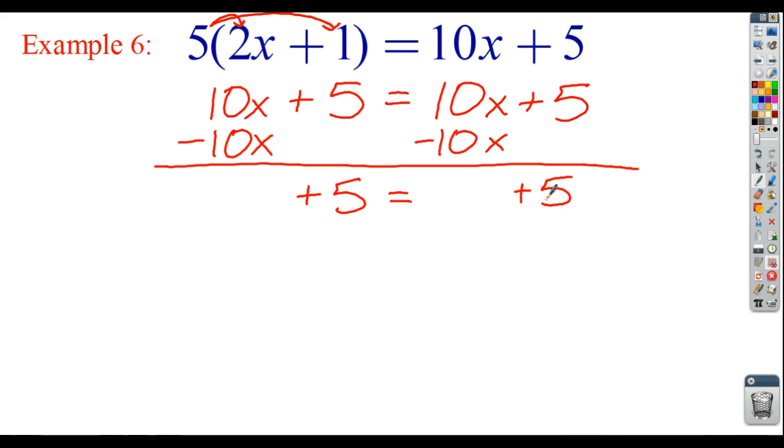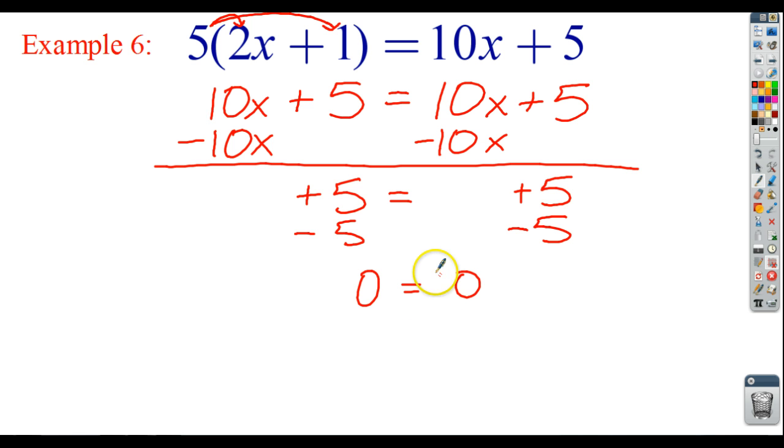Well, I've got 5 is equal to 5, so if I want to get rid of the 5, I'm going to subtract a 5 from this side and a 5 from this side, and what I'm going to end up with is that 0 is equal to 0. And that's sort of an awkward looking thing. You might look at that and say, well, yes, 0 is equal to 0. That's true. That always happens.